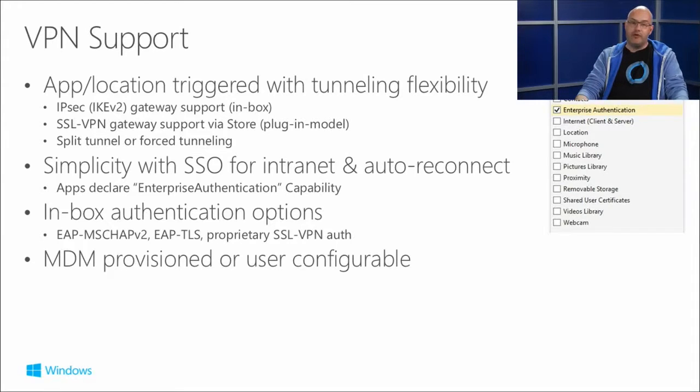Out of the box, we support IPsec and IKEv2, and we have several SSL VPN providers, which are a little download from the store. So think about Juniper, F5, things like that, and we're going to add more in the future. And when you configure it, you can choose if it's split or forced tunneling. So, for example, your application traffic will go over VPN, but the internet traffic will still go over your Wi-Fi or your data. That's cool.